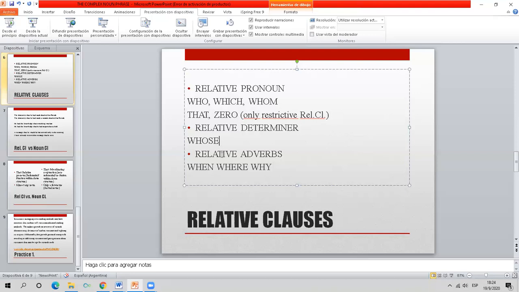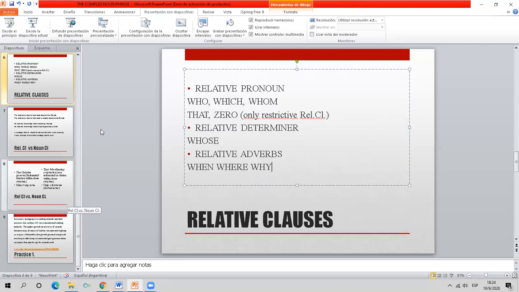Okay, and then, well, you know, relative adverbs like when, related to time, where, to places, and why. Basically, I would say the only possible noun will be the reason why. Okay. I want to know the reason why he left so early.